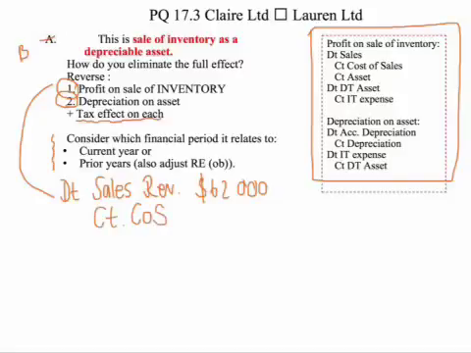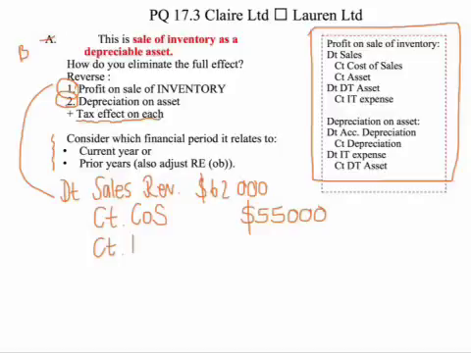The piece of inventory cost them $55,000 to manufacture, so in the subsidiary's account they would have recorded the transaction as credit inventory, debit cost of sales with the 55,000. So we want to reverse that entry, so we credit our cost of sales.